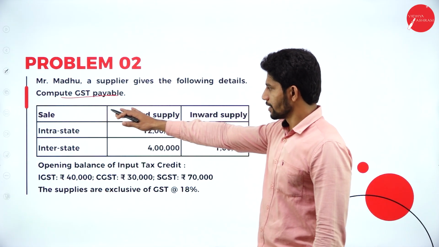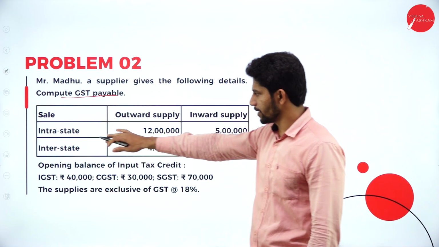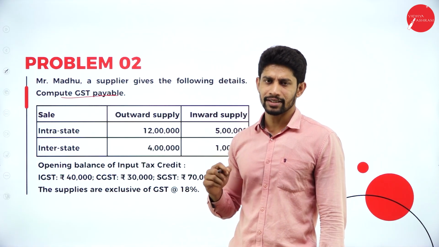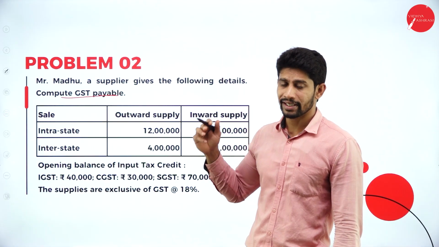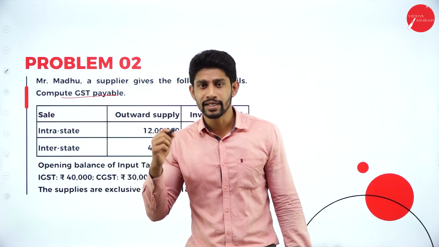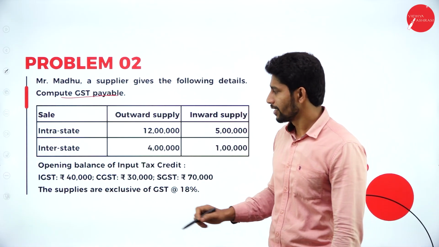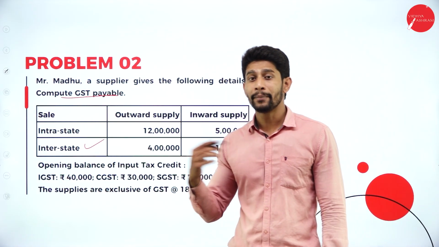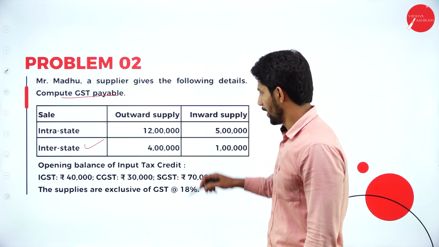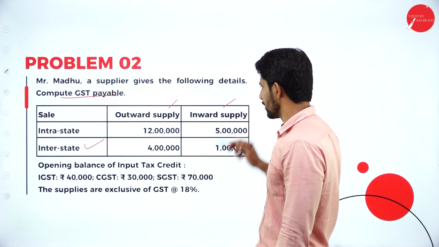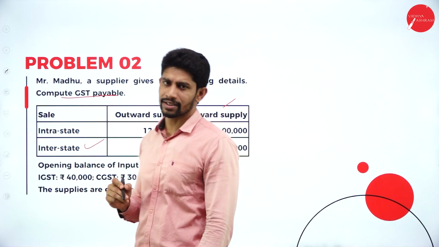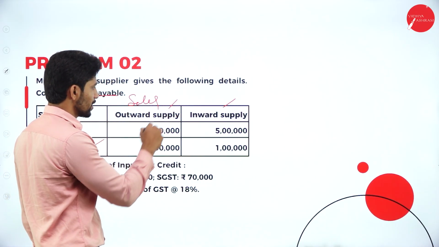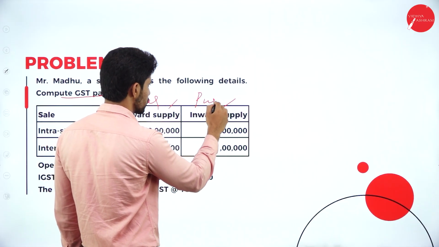So here you can see sales is given, that is intrastate and interstate. Intrastate, I-N-T-R-A, is nothing but within the state. Interstate sale is nothing but between the two states. Next, outward supply and inward supply. Outward supply is nothing but sales, and inward supply is nothing but purchase.